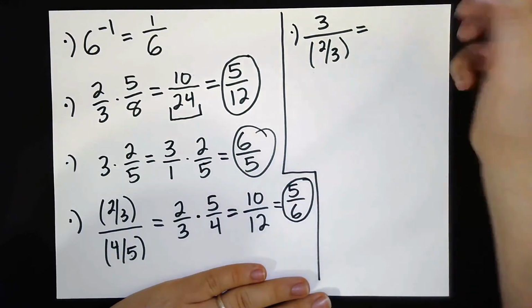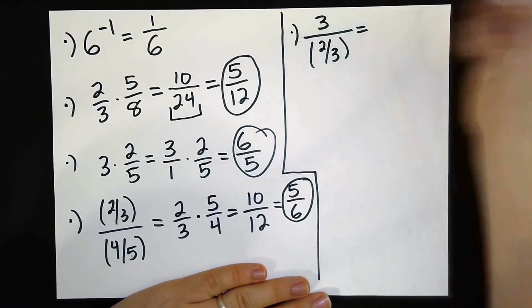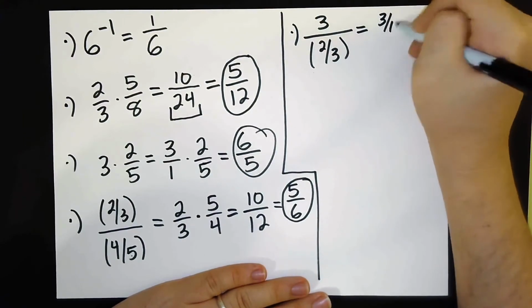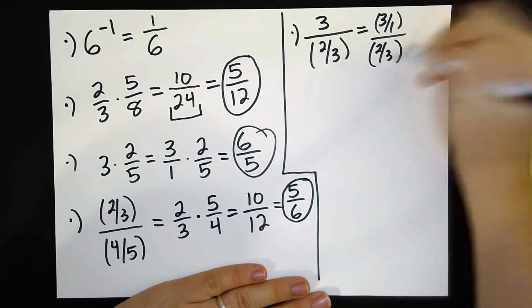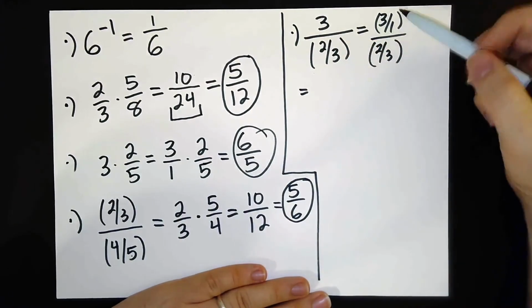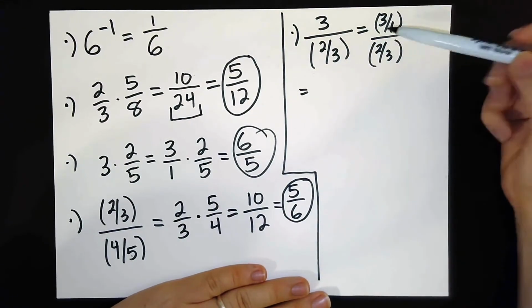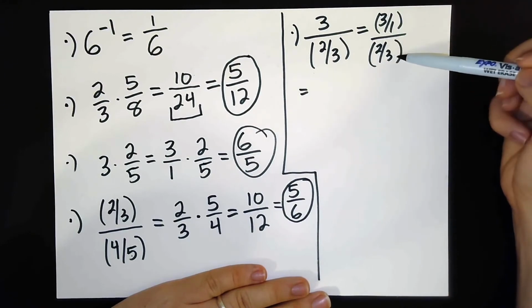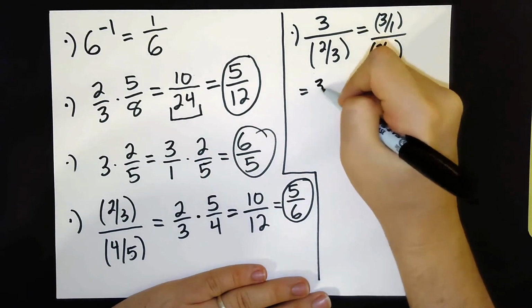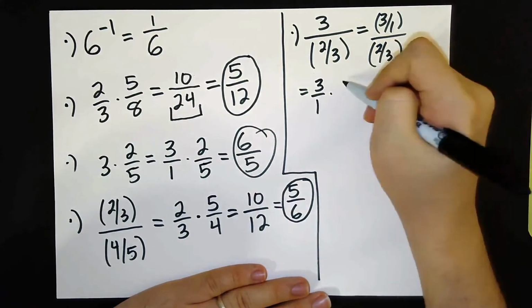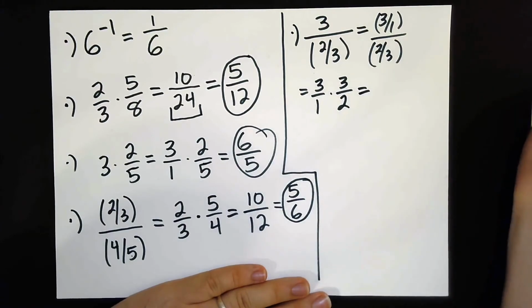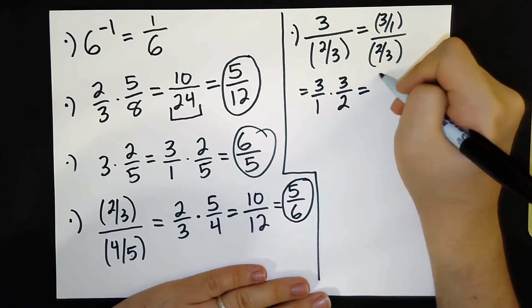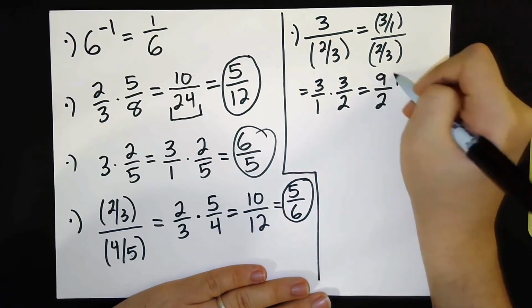So I'm going to rewrite this 3 as a fraction again. So this will be 3 over 1 divided by 2 over 3. And then I want to remember that when I divide by 2/3, it's the same thing as multiplying by 3/2. So this will be 3 over 1 times 3 over 2. And that will be 9/2.